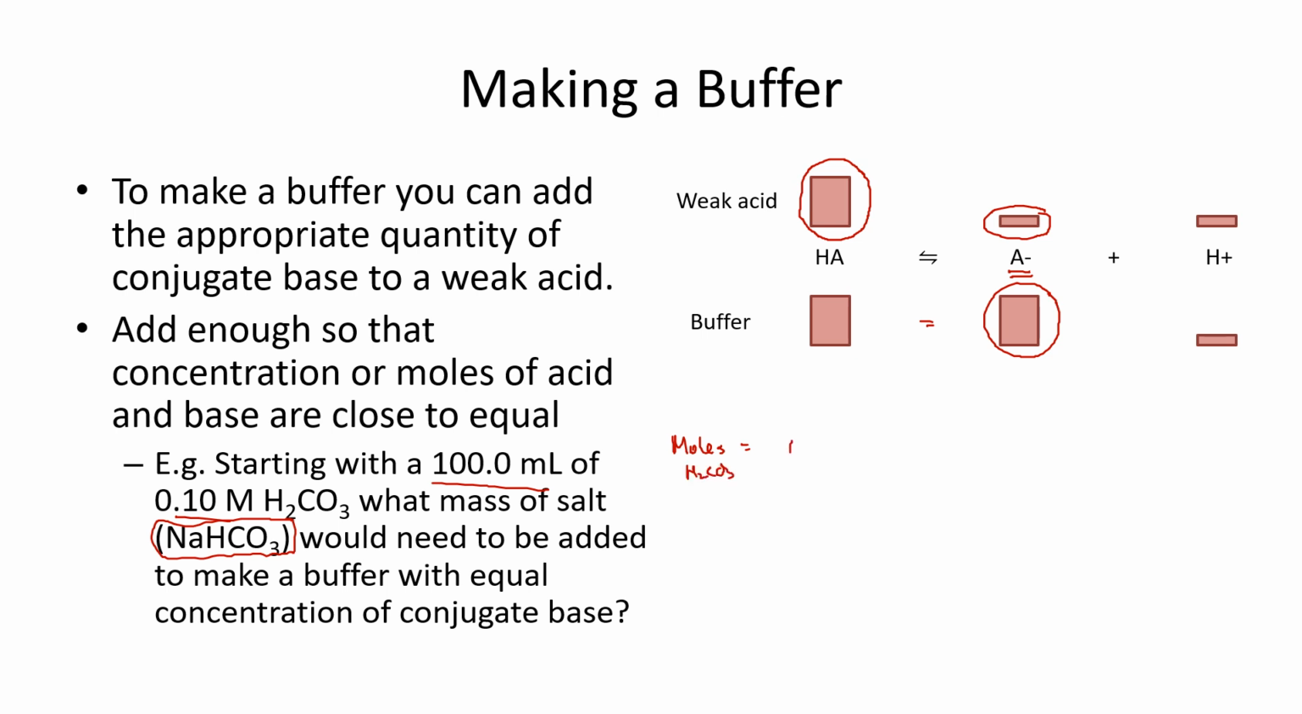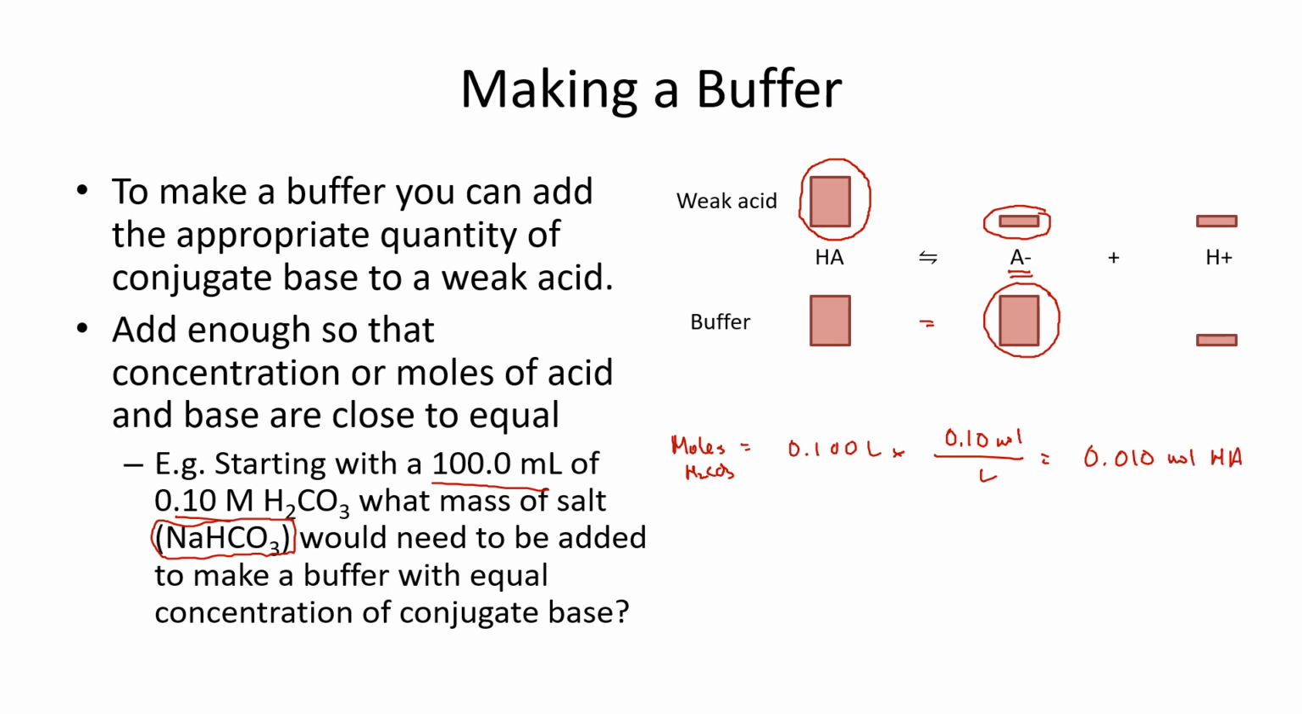H2CO3. So we've got 0.100 liters, and we're going to multiply that by the concentration, 0.10 moles for every liter, and that gives us 0.01 moles of the acid.